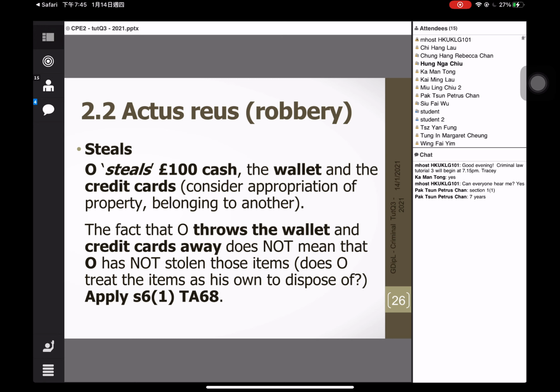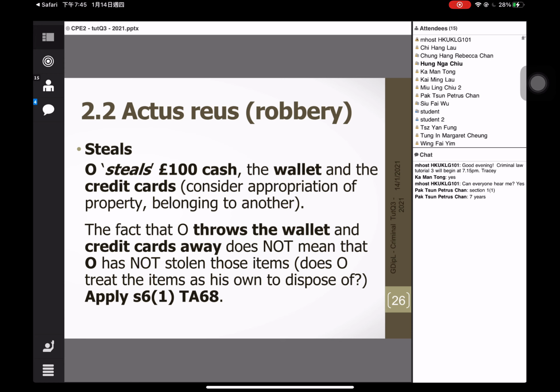So as far as the man is concerned, there's a pushing, so we'll deal with that in a moment. But Oliver steals, it looks like he steals £100 in cash, the wallet and the credit cards. Now, okay, he throws away the wallet and the credit cards, but that doesn't mean that he doesn't intend to permanently deprive the owner of it. If he throws them away somewhere where the victim won't find them, not easily anyway, then we can apply section 6.1.